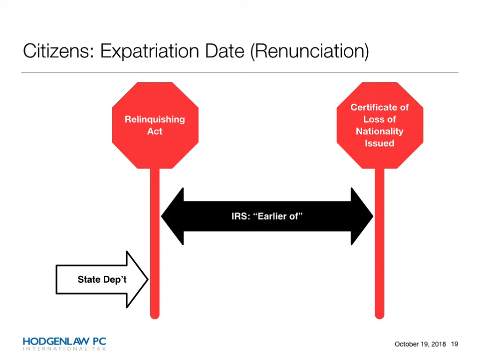The State Department agrees your U.S. citizenship terminated on the date that you renounced at the embassy, and the IRS agrees because of this earlier of stuff that says your expatriation date is the date that you renounce citizenship. So, despite my little haggling about the language in the code, it works. So when you're preparing a Form 8854 for someone who renounced, it's the renunciation date.